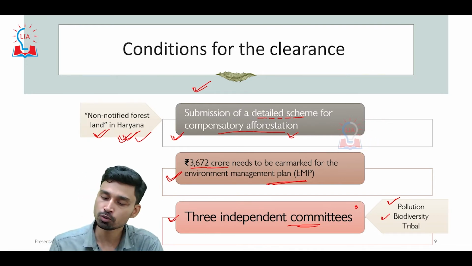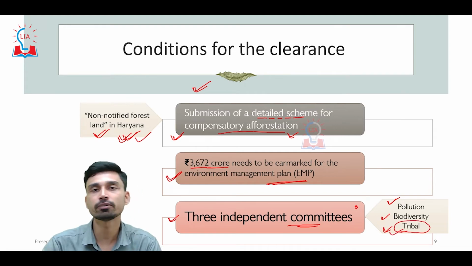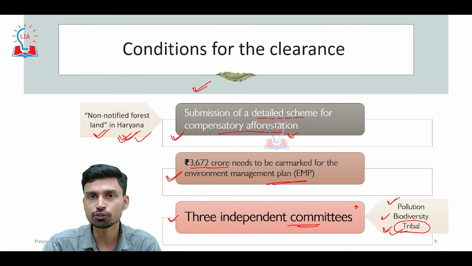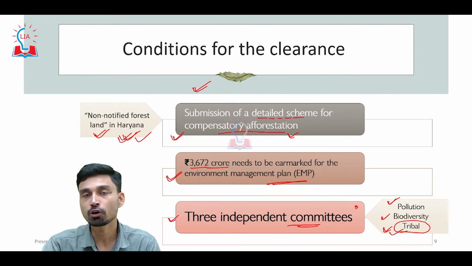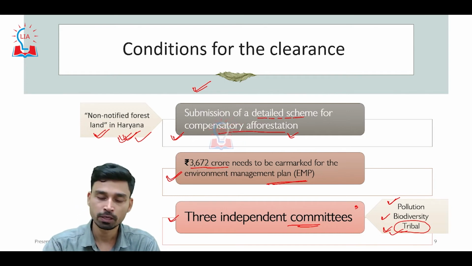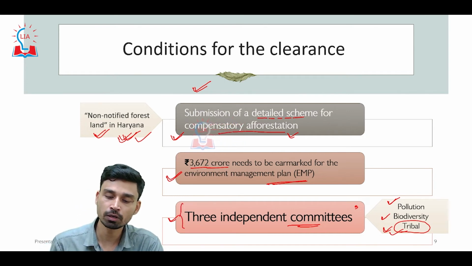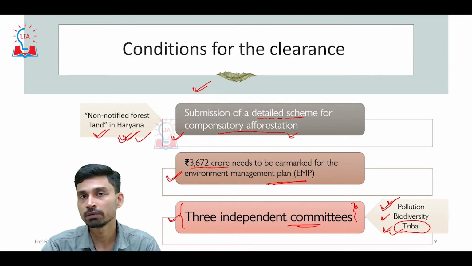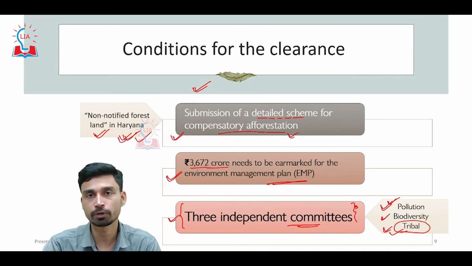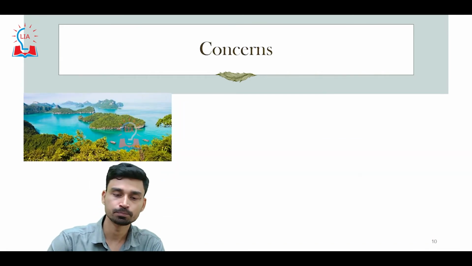the project. And also the third and the most important, there will be a committee to make sure that the tribal rights are protected and that the tribes, such as the Shompen tribe or the Nicobarese tribes we discussed, are not critically affected after the initiation of this particular project. So these 3 independent committees will work together to ensure that the rights of the environment as well as the rights of tribals are protected even though the project is going on.